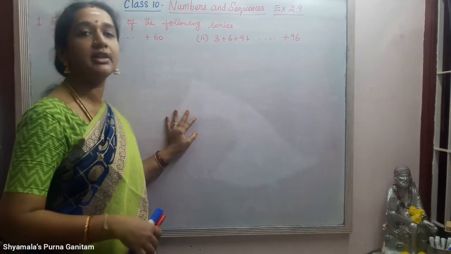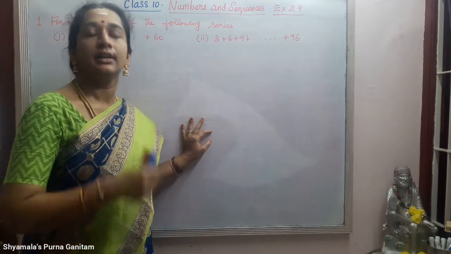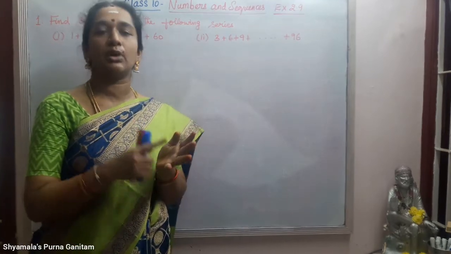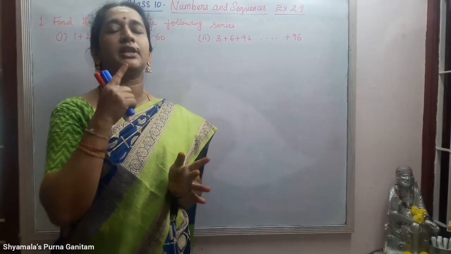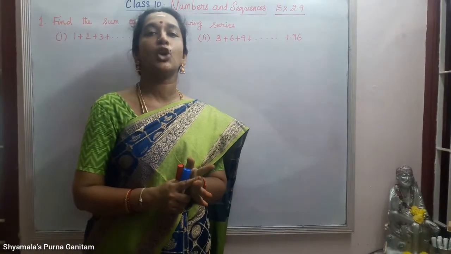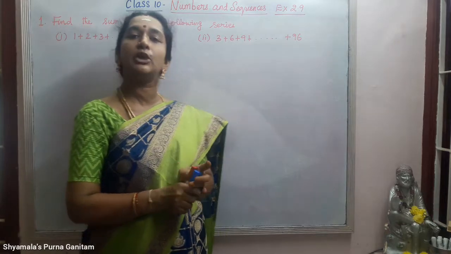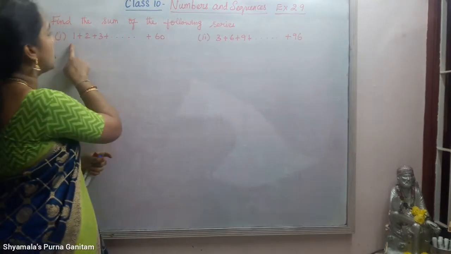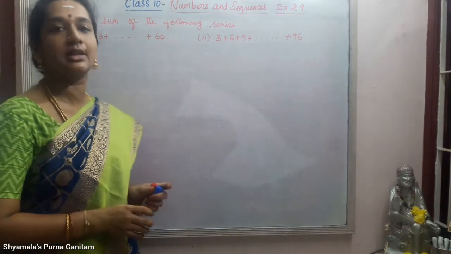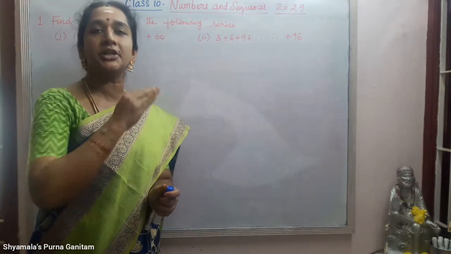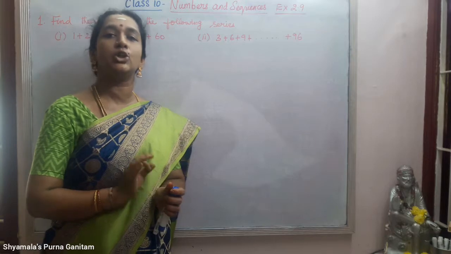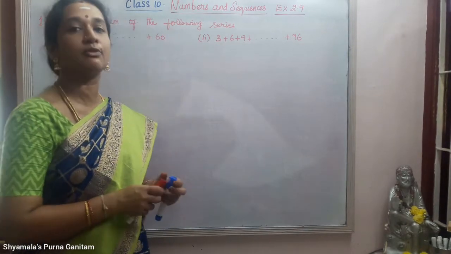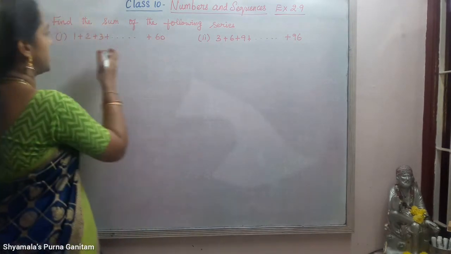The series is given. Depending upon the sum of natural numbers, a formula will be used. If it is squares, a formula will be used. If it is cubes, formulas will be used. Accordingly we will be using the formula. Here 1 plus 2 plus 3 up to 60 is given. It is a continuous number from 1 to 60. So the formula is n into n plus 1 by 2. This is the formula we are going to use here.